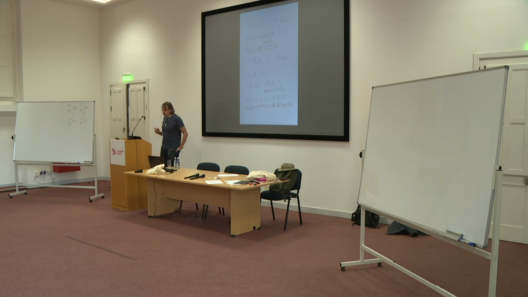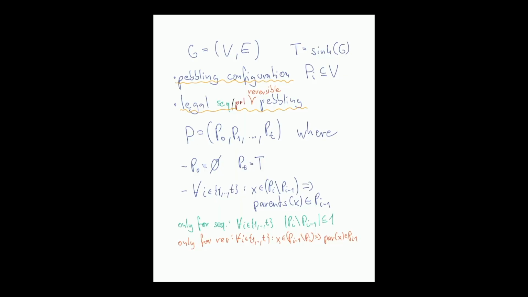Now, we have the notion of a pebbling configuration. So what is a pebbling configuration? It's simply a subset of the nodes, and we think of a pebbling configuration as the nodes on which a pebble is lying. And then you have the notion of a legal pebbling sequence. So what is this? This is simply a sequence of pebblings that could have come up in this game that I defined before. So we have the first pebbling configuration, P0, which is implicitly always the empty set. Then we have the final one, which is called here PT, which is always going to be the sink. That's the one node, the sink, in that set.